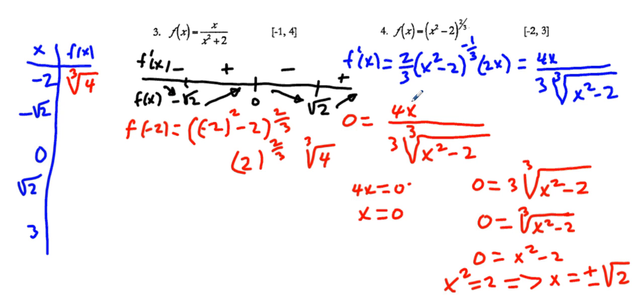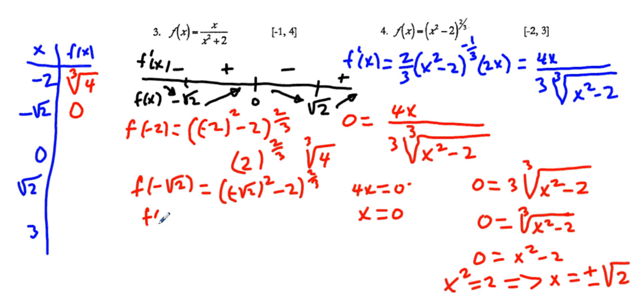At negative square root of 2, we're going to say f of negative square root of 2 is, we have negative square root of 2 squared minus 2 to the 2/3 power. Well, negative square root of 2 squared is 2, so we'll have 2 minus 2, so we'll have 0. And for this candidate over here, f of square root of 2, we're going to have the same thing, because we're going to have square root of 2 squared minus 2 to 2/3. So that thing's going to be 0 over here.